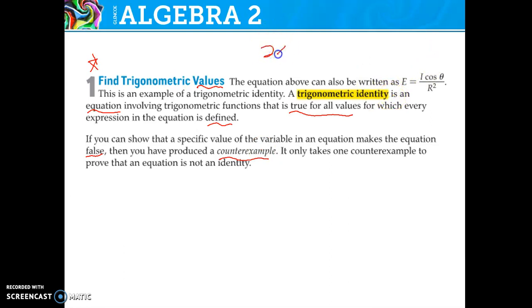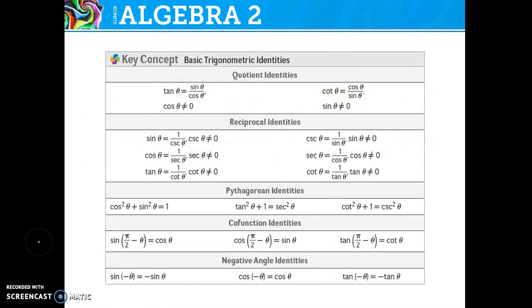So for example, 2x equals 7. This is not an identity because x can only have one value, right? 7 halves. This is not true for every value of x. So this would not be an identity. It's just an equation. Here we have a bunch of basic trigonometric identities.